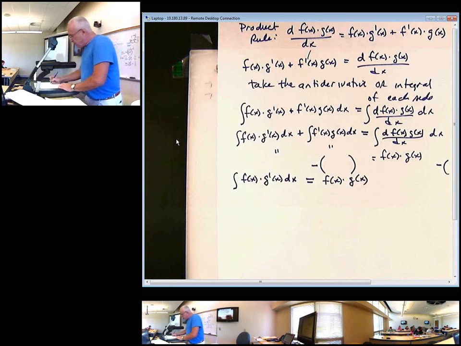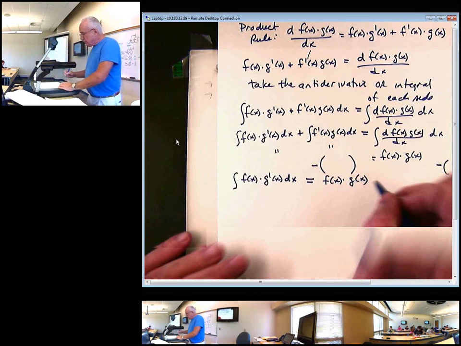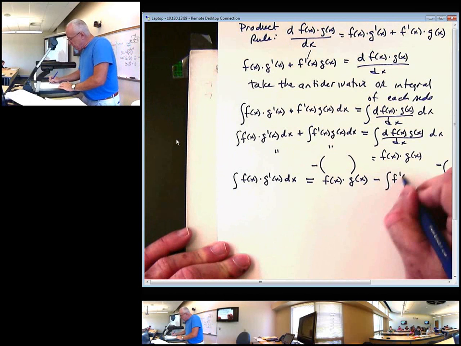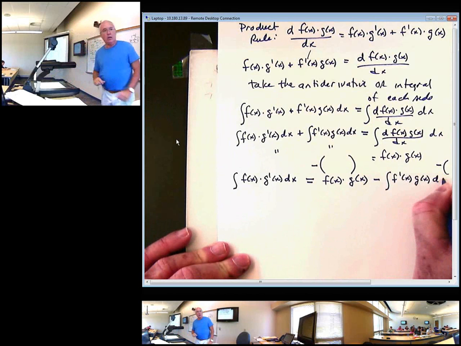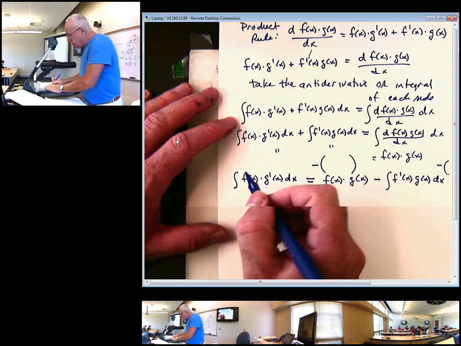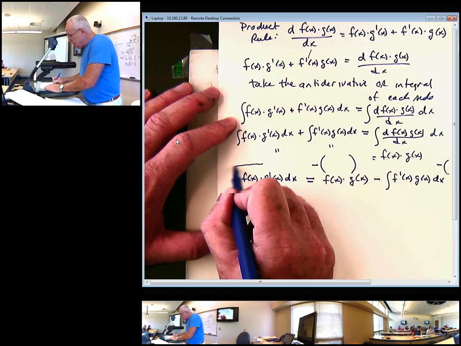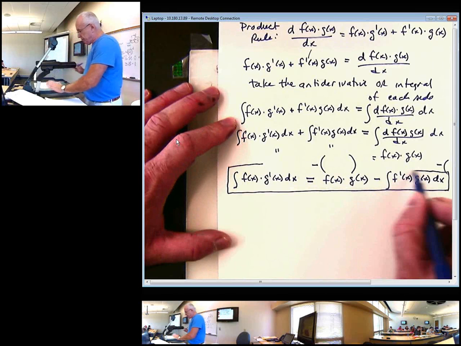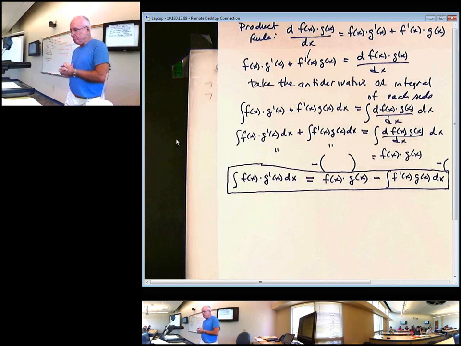And then I'm going to subtract off what I have subtracted, minus the antiderivative of f prime of x times g of x dx. All right. This is one of the forms for the rule, for the integration by parts that we can use. Right there.